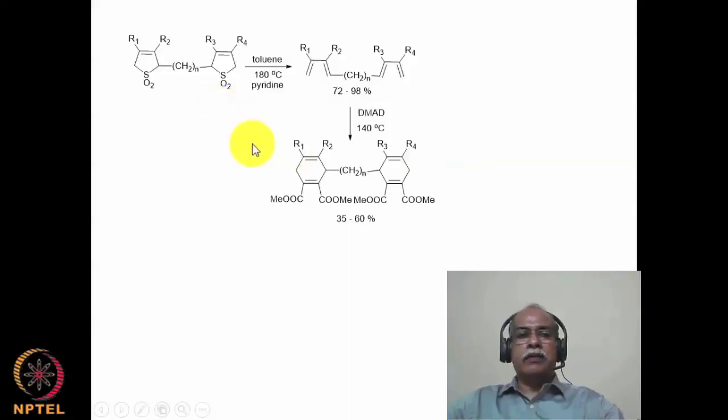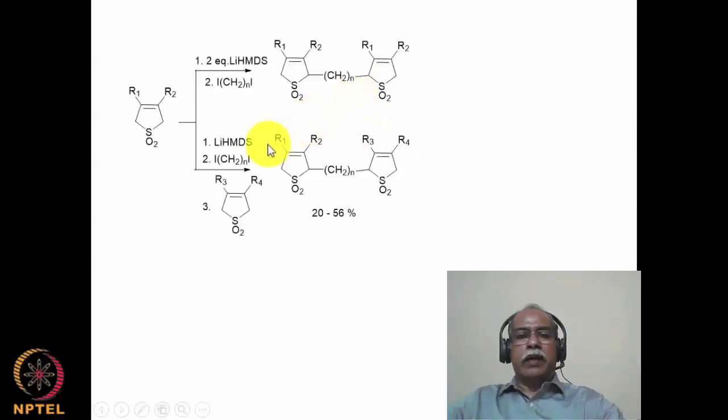What is the use of these derivatives? When they are heated in toluene in the presence of pyridine, pyridine is essentially there to trap the sulfur dioxide molecule. You regenerate the butadiene units from this system, which are separated by a methylene linker. The methylene linker chain can be varied depending upon the diiodo derivative that is taken for the synthesis.